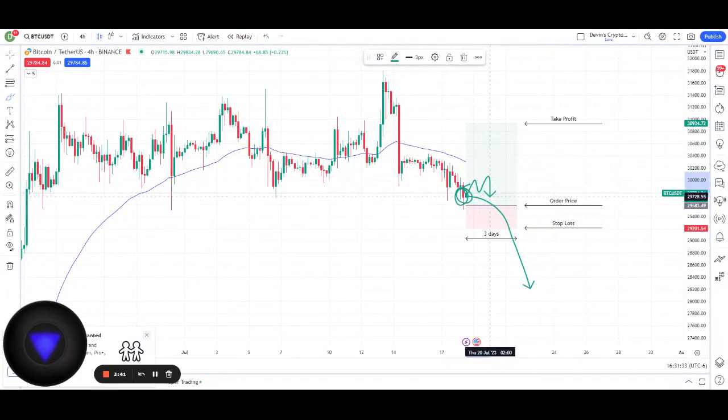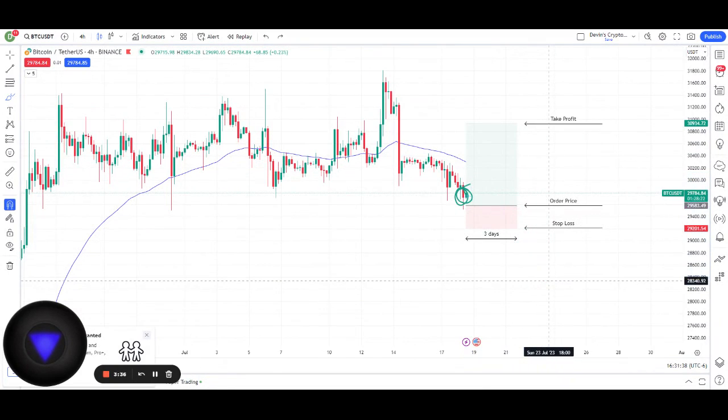And there might be a little jiggy-jaggy. It's not going to be a straight line. It could be all over the place. But we expect the overall move to be down.